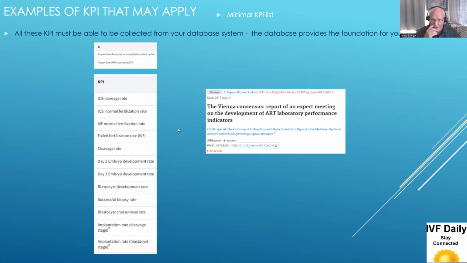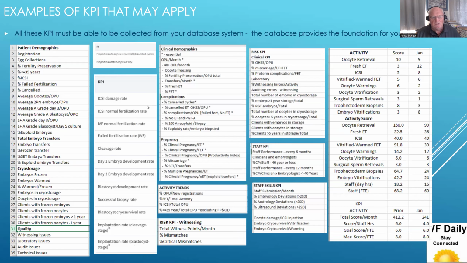If you go to the Vienna Consensus in 2017, list of laboratory performance indicators, this is the list they give. It's quite basic, but actually very good. And in fact, it's a good base from which to start working from. But as you've seen in some of my other talks, you can generate lots and lots of different KPIs. Of course, this is at the top, but each one's got relevance.